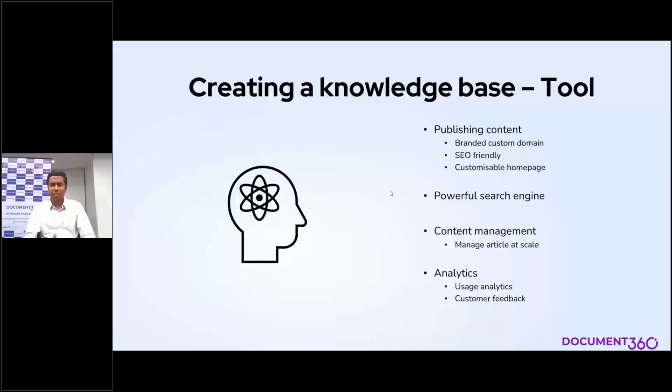The other aspect in the knowledge base is it's very easy to create a knowledge base with limited content, could be like 100 articles or 200 articles. But as you scale, as you grow, obviously you need to manage the articles at scale. A simple operation of renaming an article or deleting an article could be a tedious task at scale. So this knowledge base tool needs to equip you with doing a lot of operations in bulk.